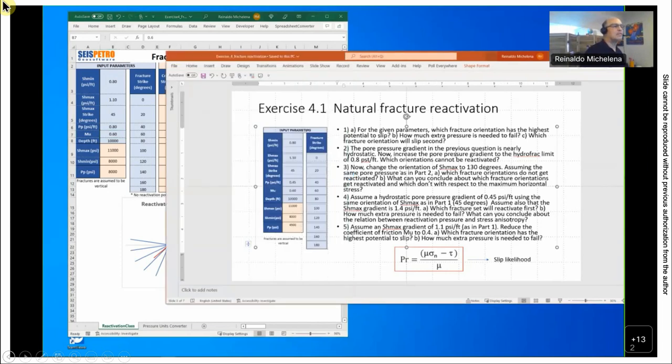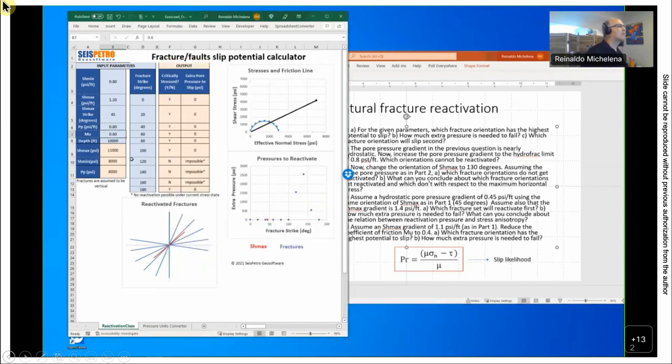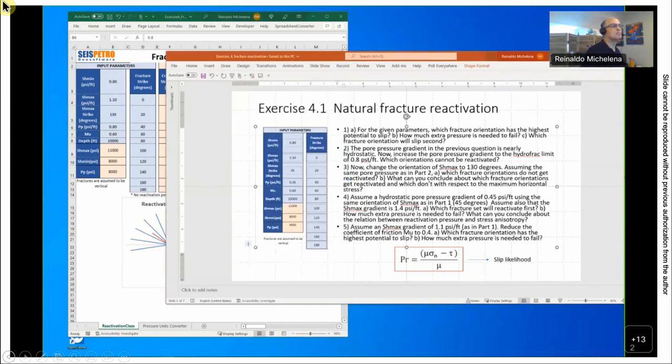So we go to number 3. Now change the orientation of SH max to 130 degrees. So we come here and we put SH max, instead of 45, we put 130. Assuming the same pore pressure as in part 2, which fracture orientations do not get reactivated?